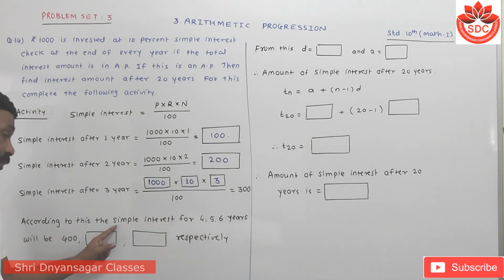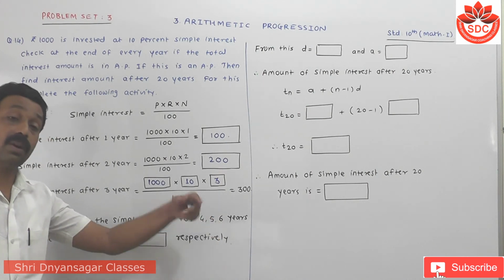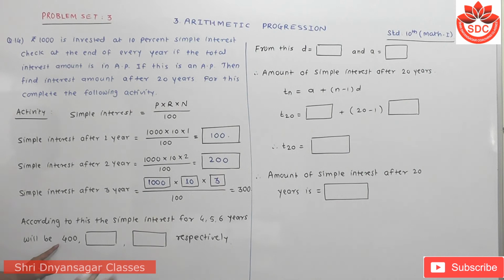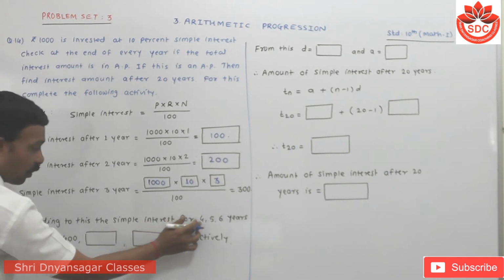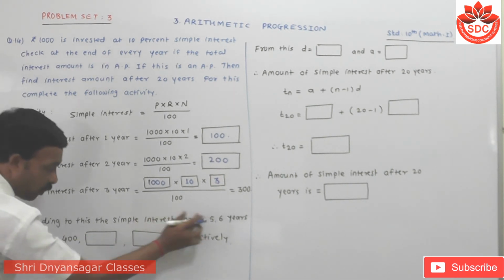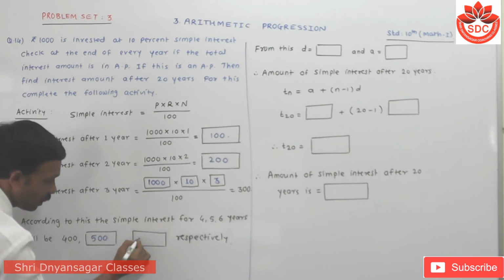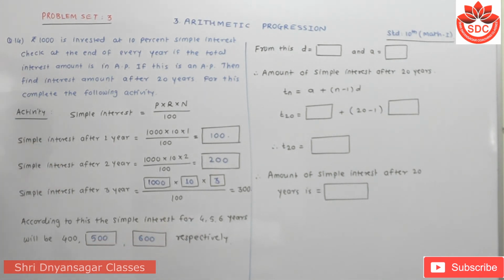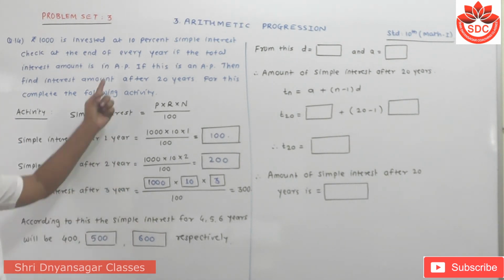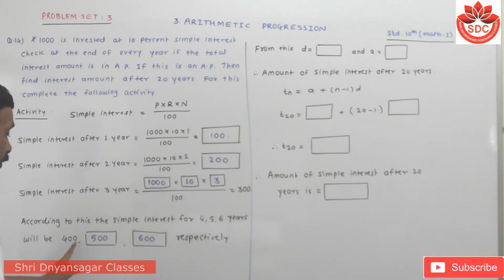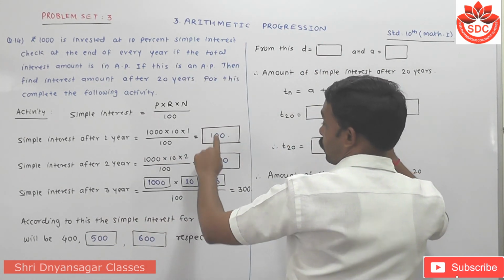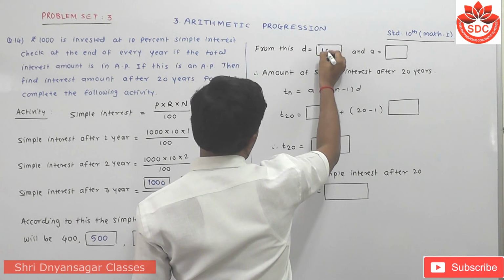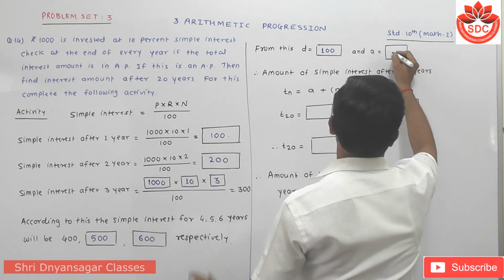Now according to this, the simple interest for 4, 5, 6 or next years will be calculated as: for first year 100, for second year 200, third year 300. So for 4th year 400, for 5th 500, for 6th 600 respectively. Now the given sequence 100, 200, 300, 400, 500, 600 is in AP. So from this the difference, 200 minus 100, becomes how much? 100. Then the first term is 100 here.